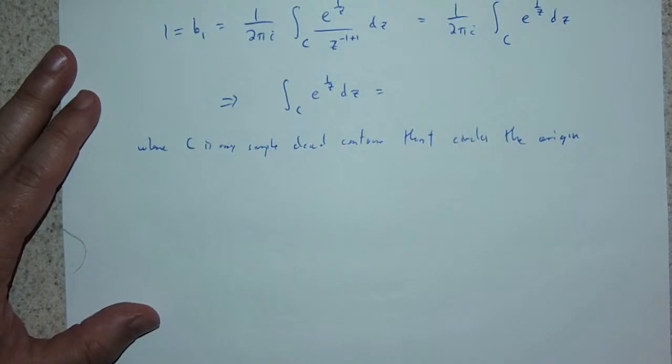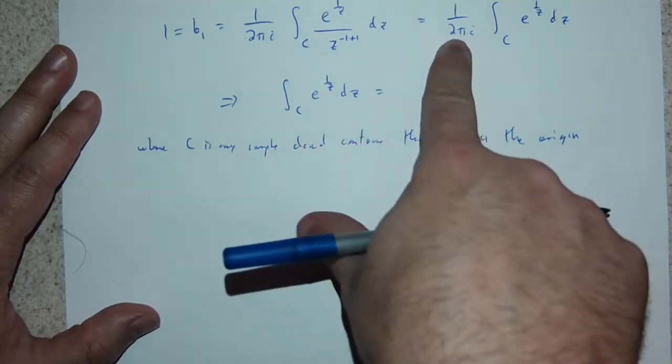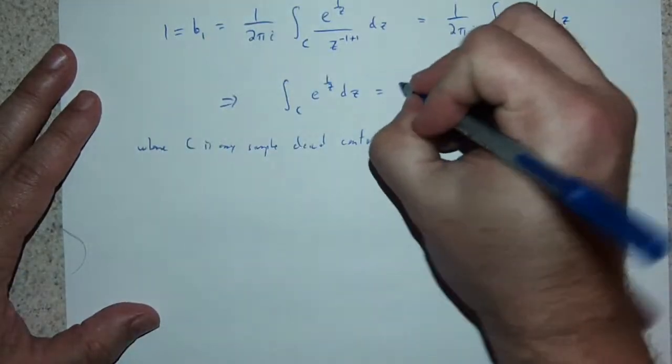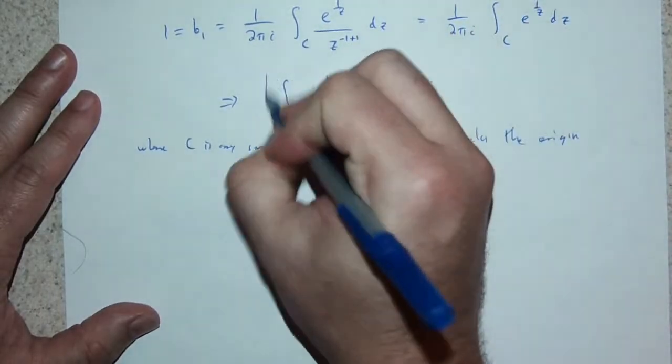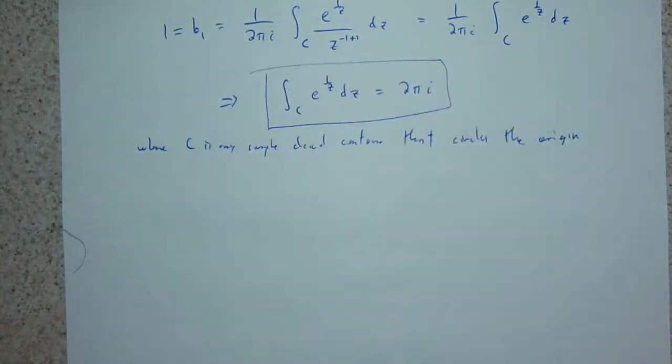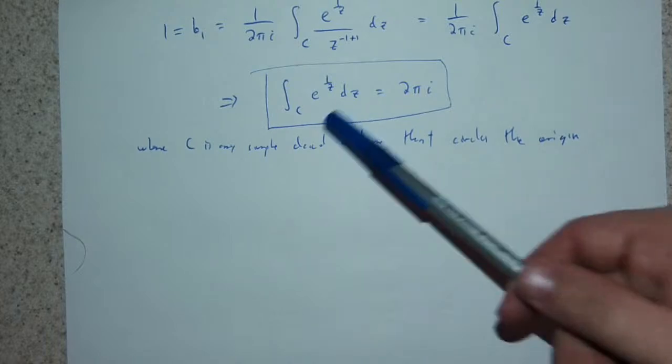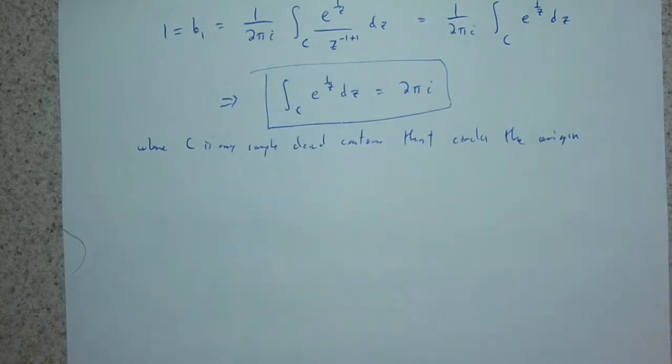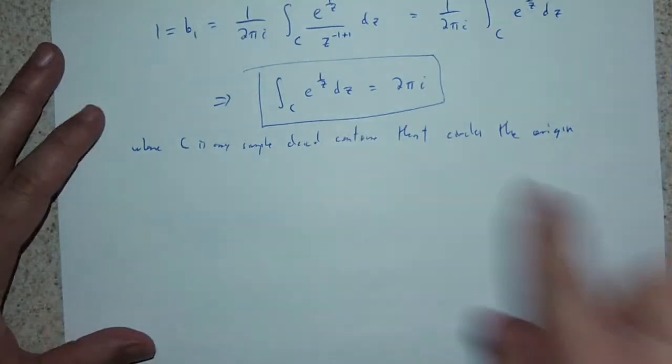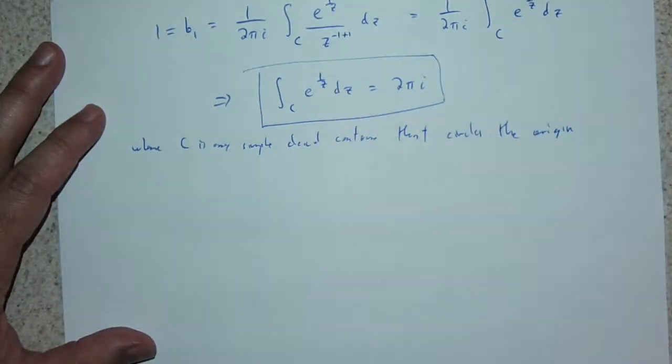Multiplying by 2 pi i here times 1, this is just 2 pi i. What? So Laurent's theorem gave us a way of computing this. How would you compute this otherwise? So Laurent's theorem gave us a sneaky way of computing this.